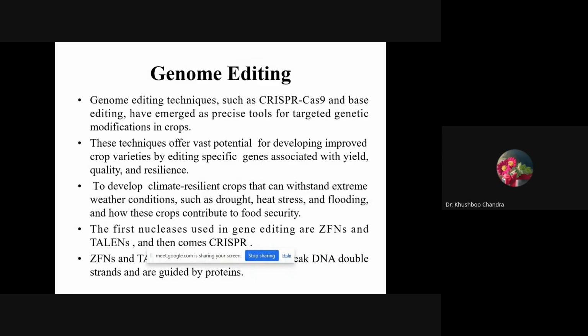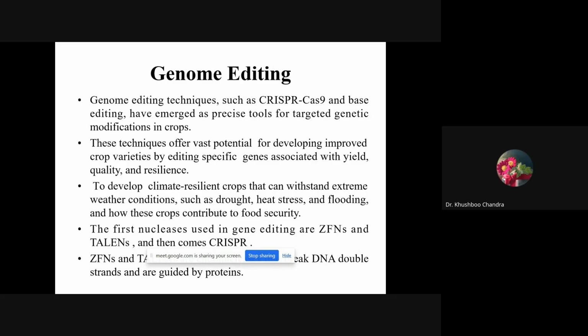I have told you that this CRISPR-Cas method, or genome editing tools like ZFNs, TALENs, or CRISPR-Cas9 allow targeted gene modification. So CRISPR is the most widely used due to its simplicity and efficiency.